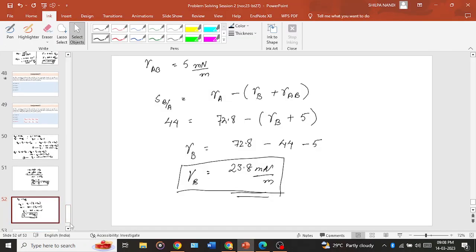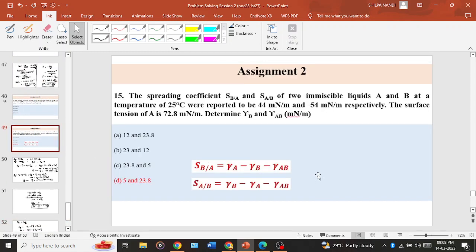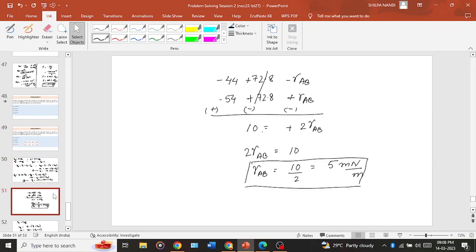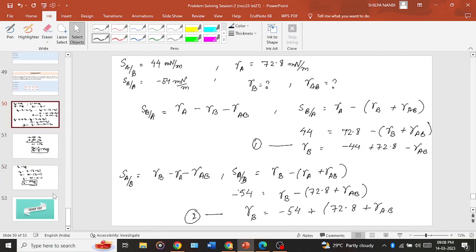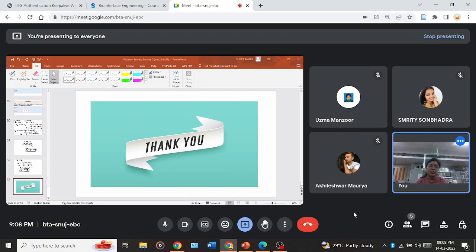So we have completed this session with solving the 15th question, where we used the spreading coefficient equations and determined the interfacial tension as well as the surface tension of B, which came as 5 and 23.8. So I hope these numericals were easier to understand, and thank you all for joining in this session. I think a lot of numericals were solved in this session unlike the previous ones.